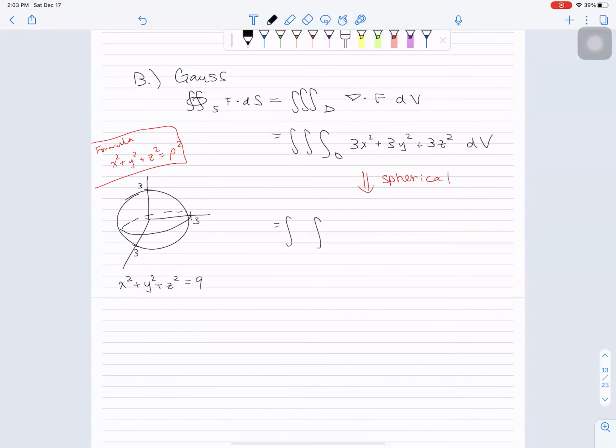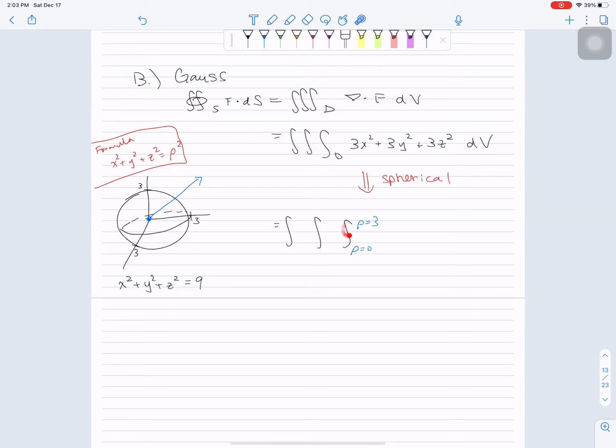Let's work with the bounds first. What are my bounds going to be? Imagine drawing a line radially outwards. Rho starts at 0, because that's the origin. What is the radius of my sphere? The radius of my sphere is 3. So my rho goes to 3.